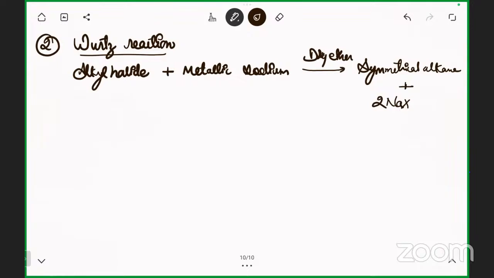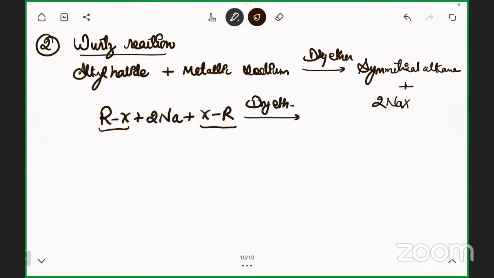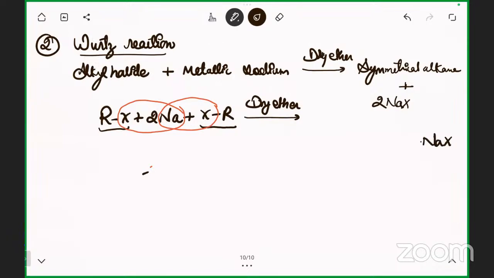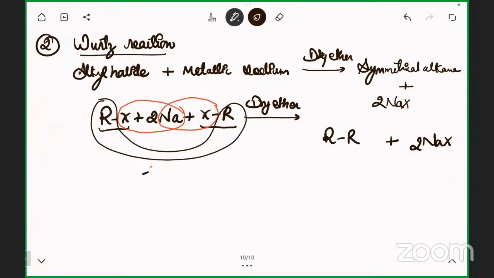So see the basic reaction I'll write, then we'll do the example. RX plus 2Na plus XR. See, this RX and RX are the same thing. Na is the metallic sodium. In the presence of dry ether, what will happen? One Na will take one X, one Na will take another X, and it will give out 2 molecules of NaX, plus R and R, these two R will combine and form R-R.